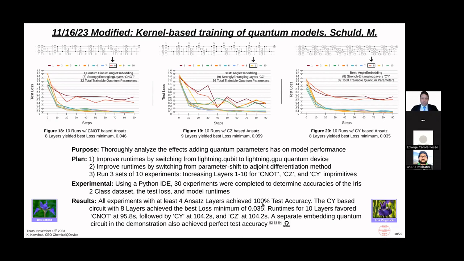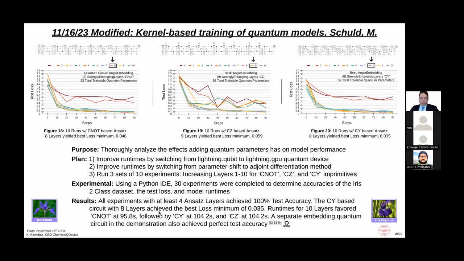And so basically what this all boiled down to is I increased the speed by switching from lightning.qubit to lightning.gpu. It helped a little bit. And then improved the runtime significantly from parameter shift, which is meant for hardware, to adjoint differentiation. And Maria mentioned this in the demo. And then I ran the experiments. And then this is what I got.